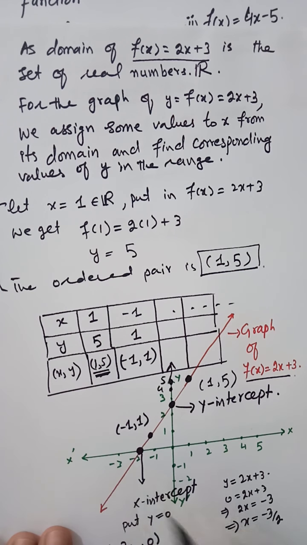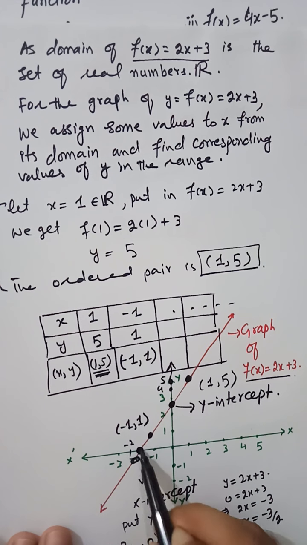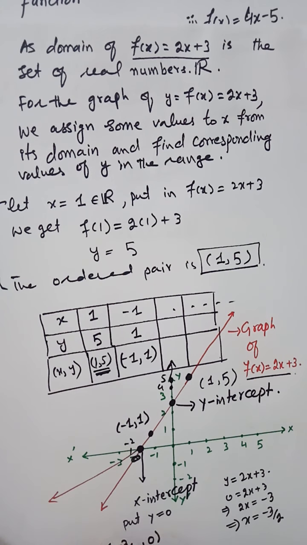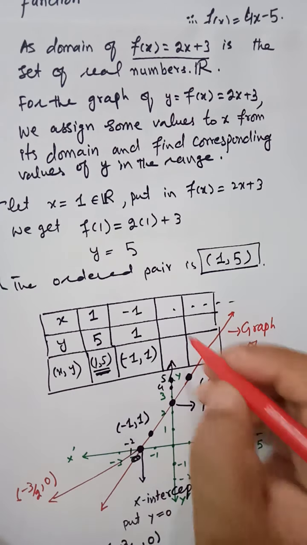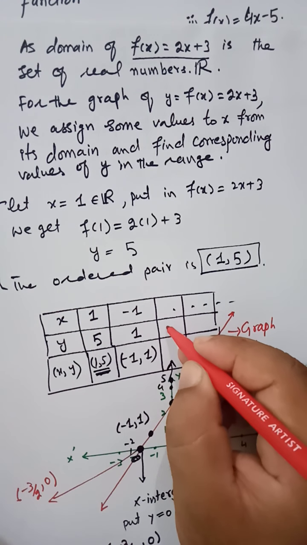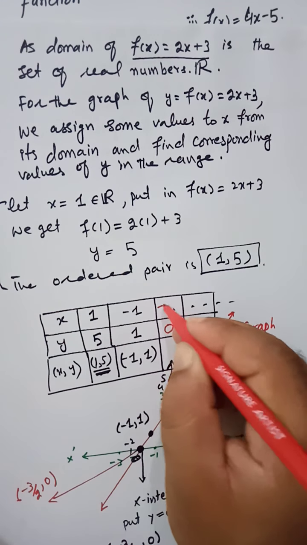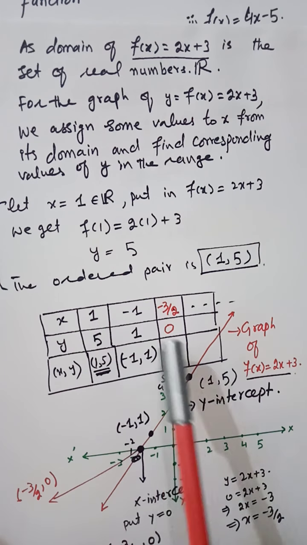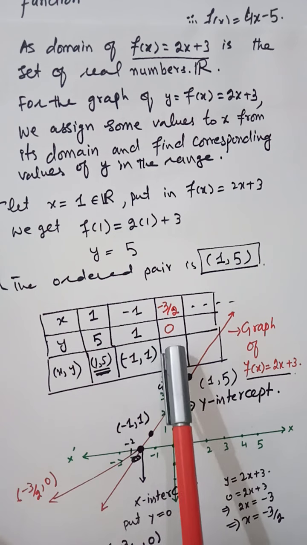This point must be, let's say here is -2. So the coordinates of this point are remember, -3 by 2 and 0. When you give the value 0 to y, x will be -3 by 2. Okay, when you give -3 by 2 to x, y will be 0.